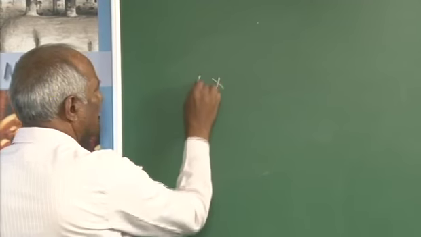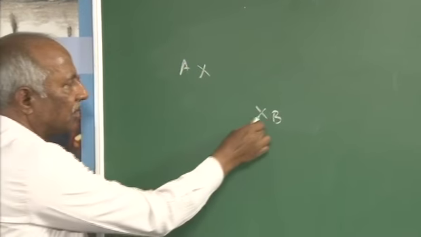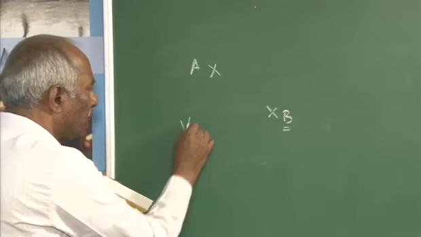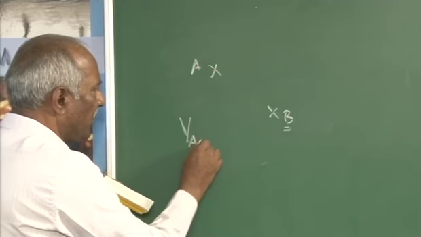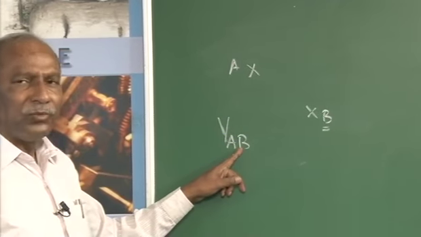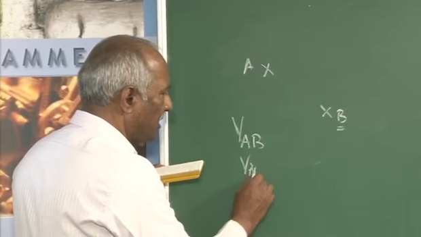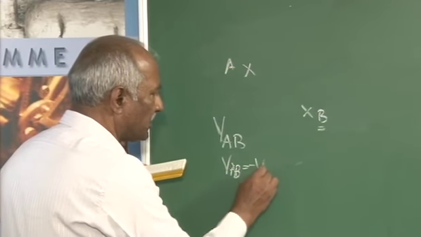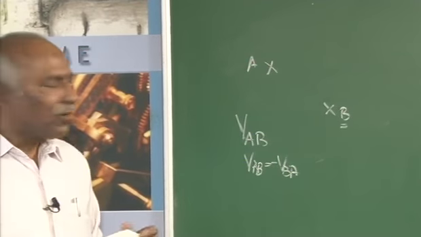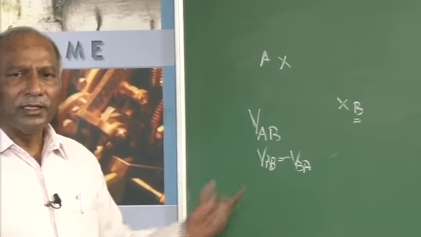Consider 2 points A and B. If this is at higher potential and this is at lower potential, or if this is taken as the reference, the voltage between these two can be represented as VAB, indicating A is at higher potential with respect to B. Obviously, you can write VAB is equal to minus VBA. Like what is done in vector calculus, the same thing can also be applied here.